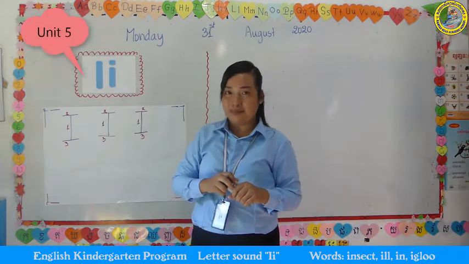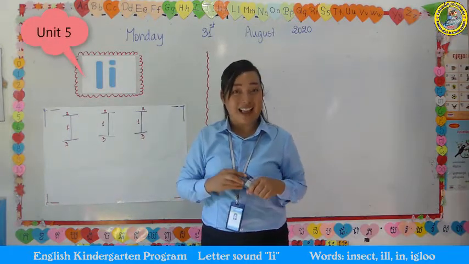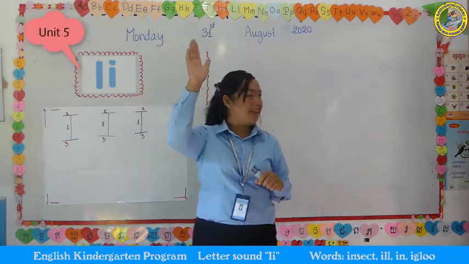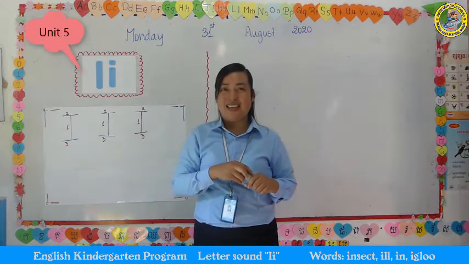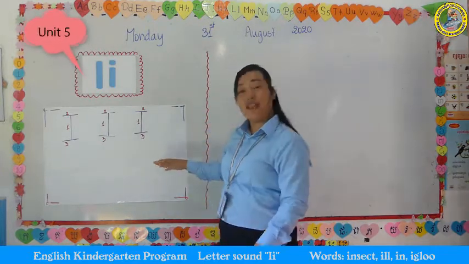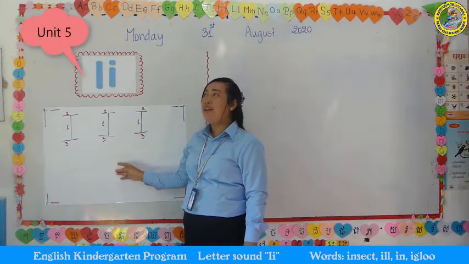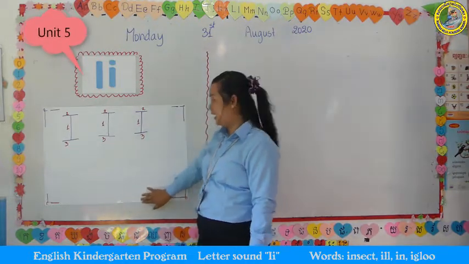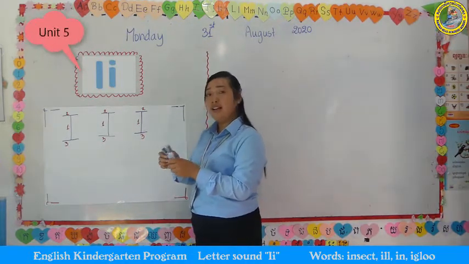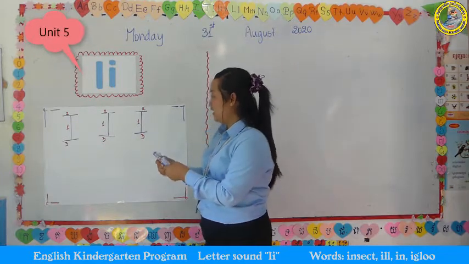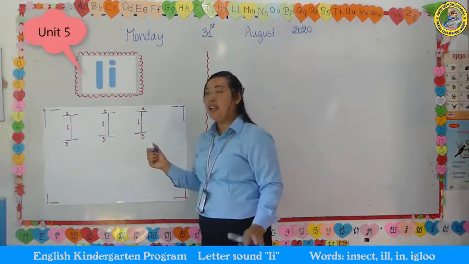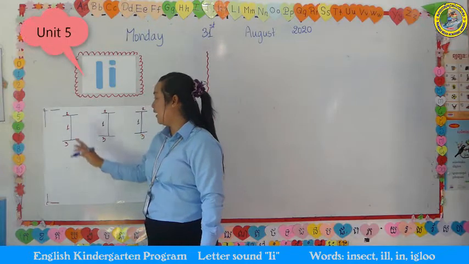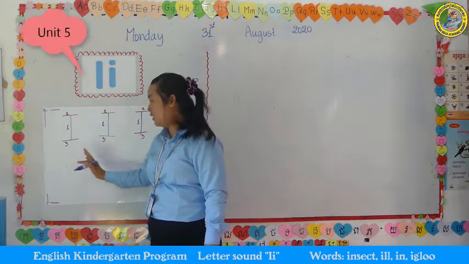Who can tell me how to write a small letter I? Yeah, please raise your hand. Everybody, now please raise your hand. Okay, very good. Now please write with the teacher all together. We write the small letter I. Okay, now please look at the whiteboard all together. For the small letter I, we don't start at the top line like a big I or a capital letter I.